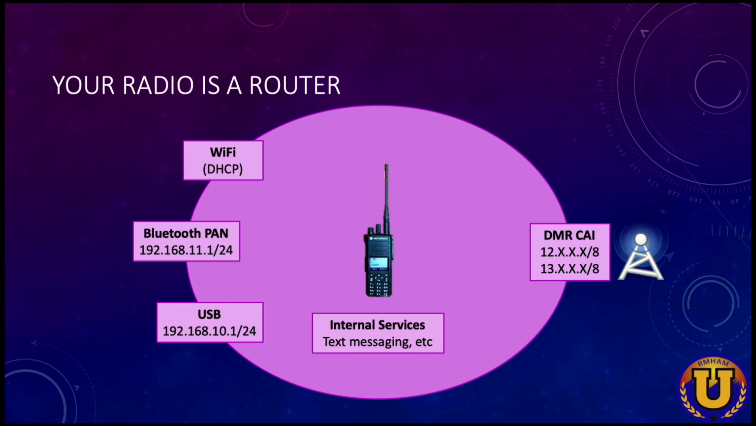And then on the other side, we have the DMR Common Air Interface. If you haven't heard that term before, the CAI is basically just the term that refers to the standard DMR RF interface, for lack of a better word. This is what is coming off the antenna of your radio. And you can see that there are basically two IP ranges present there. And we're going to talk about what those mean next.